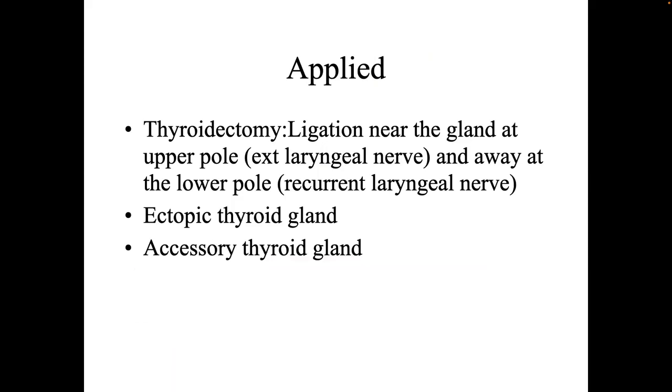Applied anatomy, thyroidectomy. Of course, we know that it is removal of the thyroid gland. What do we do? Ligation near the gland at the upper pole, and away from the gland at the lower pole, to take care of the nerves. Then an ectopic thyroid gland can be present apart from the normal place; in embryology you must have seen it, a developmental anomaly. Accessory thyroid gland, just like the accessory parotid gland we have seen. Glandular tissue can be seen apart from the thyroid gland, nearby. That is also known as accessory thyroid gland.